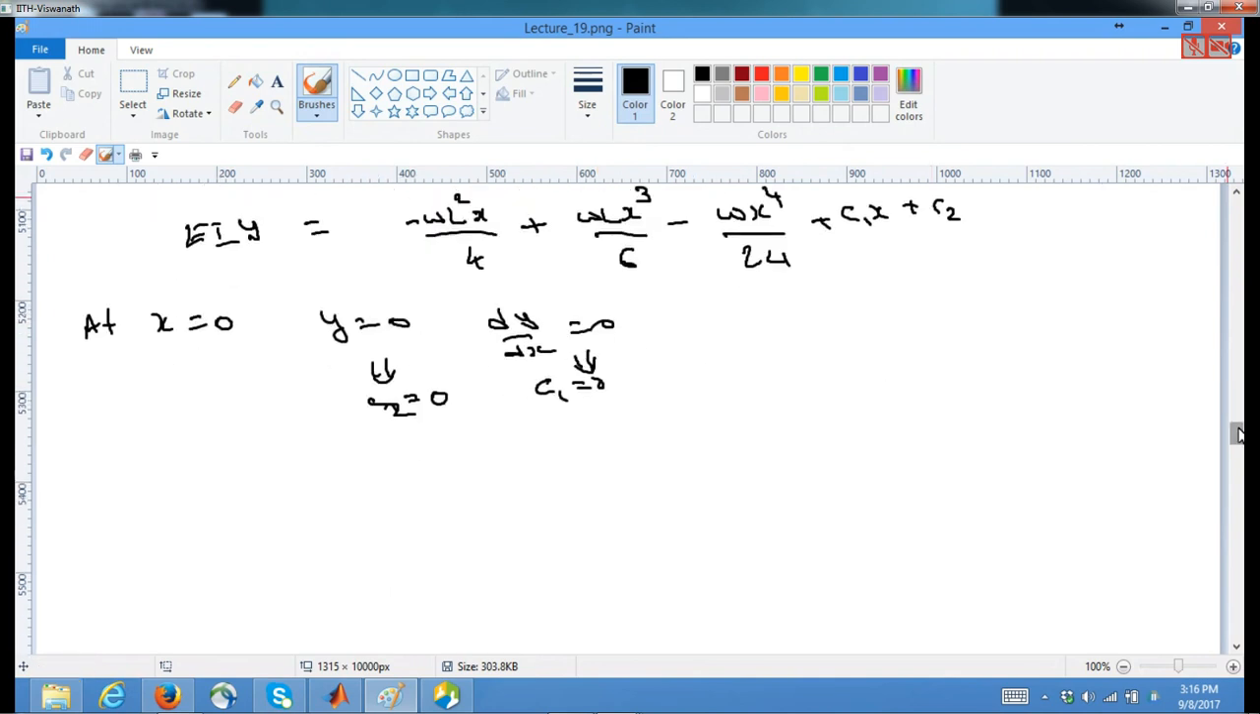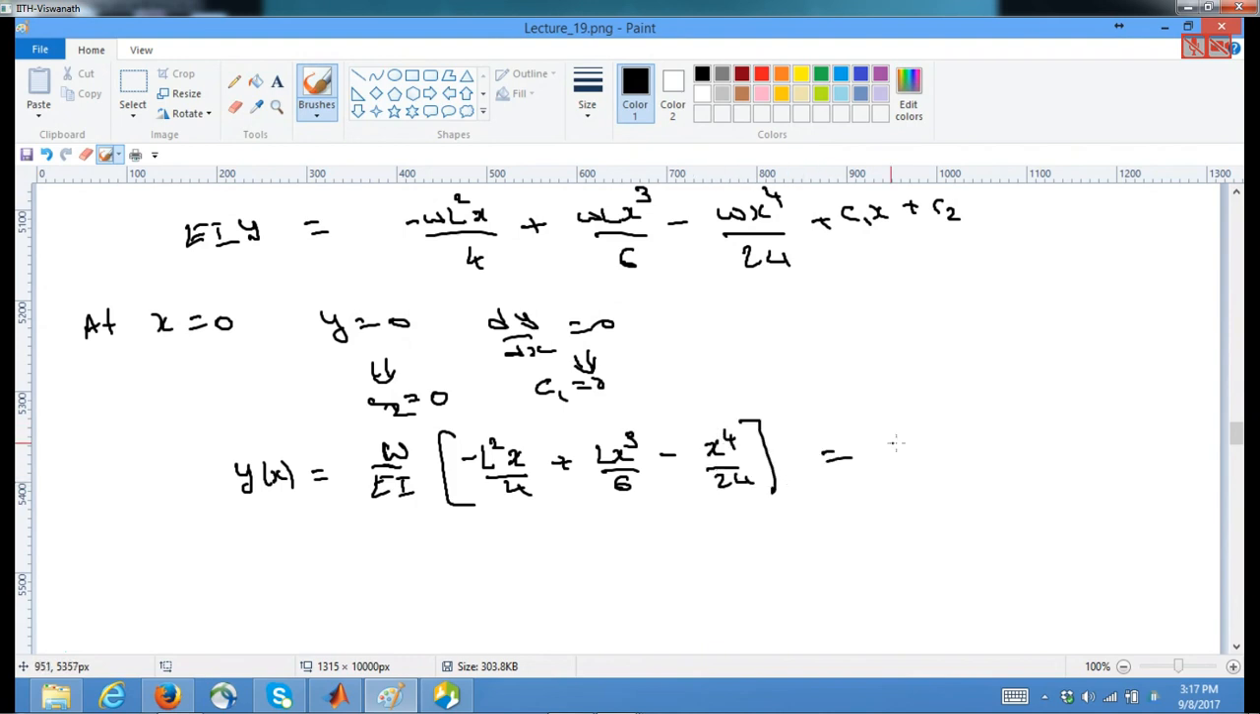So my y of x is equal to W by EI into minus L square x square by 4 plus Lx cube by 6 minus x to the power of 4 by 24, which can be written as W by 24 EI into minus 6 L square x square plus 4 Lx cube minus x to the power of 4.